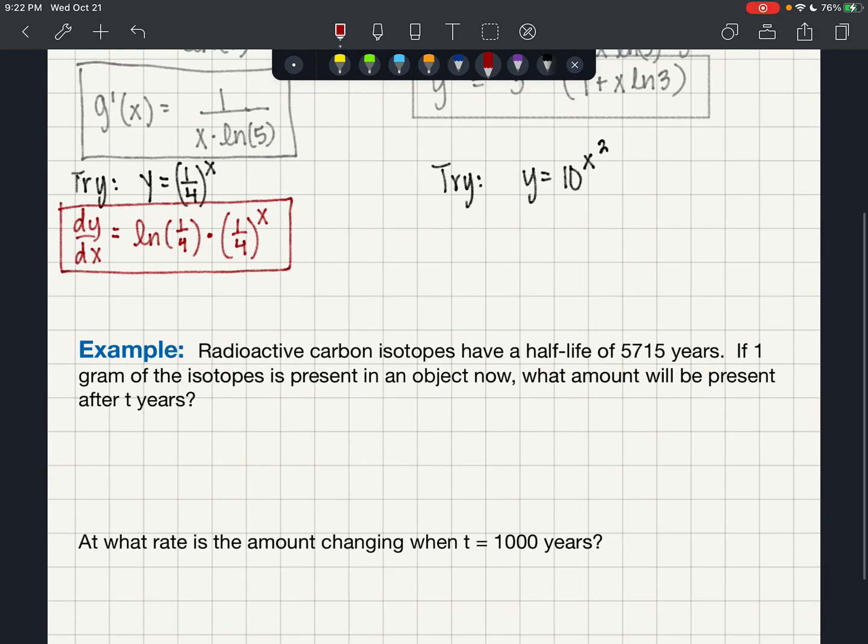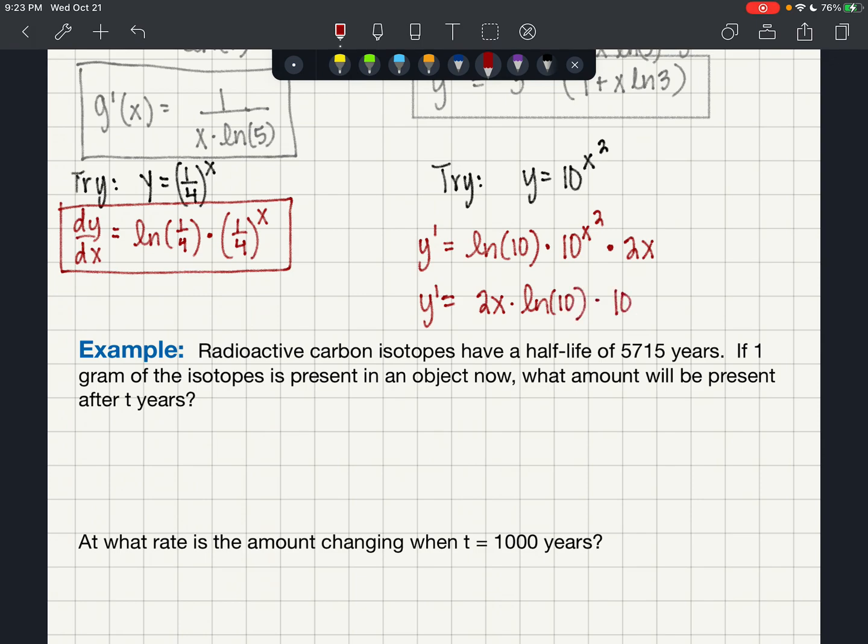Okay. Next one, y equals 10 raised to the x squared. You're going to have the derivative is equal to the natural log of the base, 10, times the actual base raised to the exponent itself, times the derivative of the exponent, which is 2x. And again, there's not much you could do there. You could rewrite it. They might write 2x first, and then maybe the natural log of 10, and then maybe 10 raised to the x squared power. Who knows how they'd write it, but that's the answer.